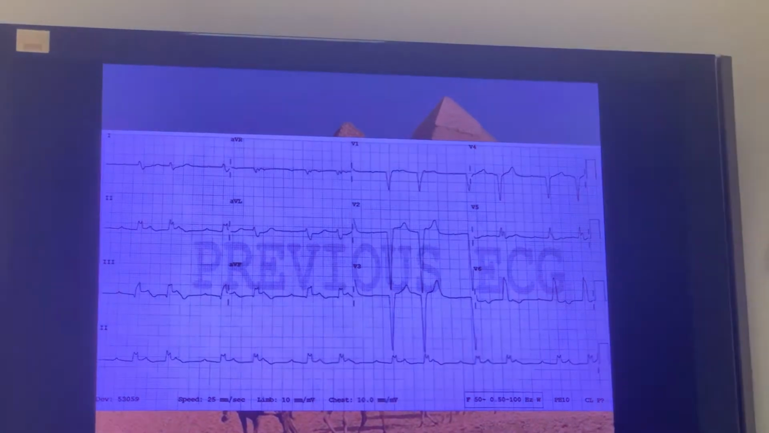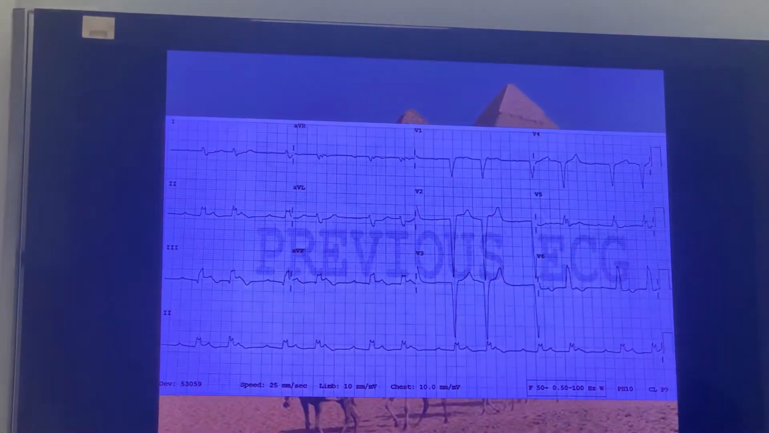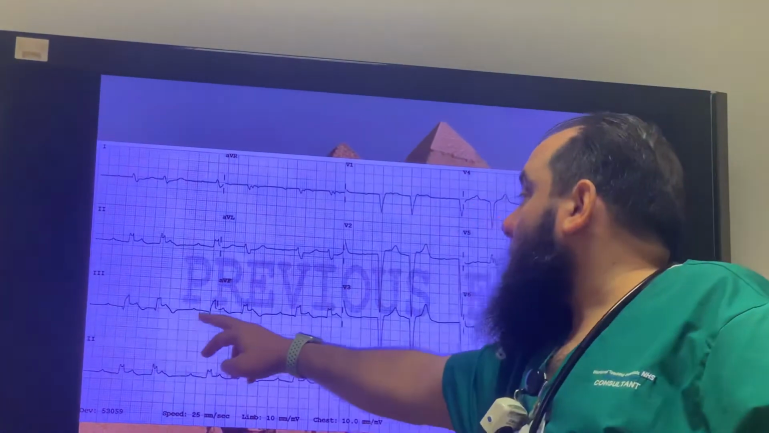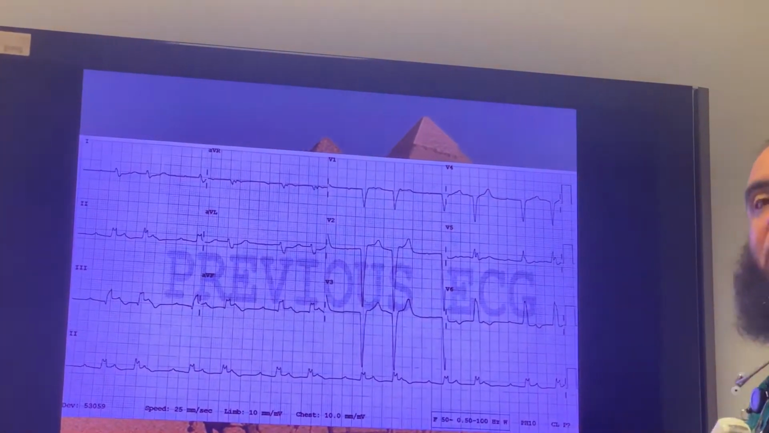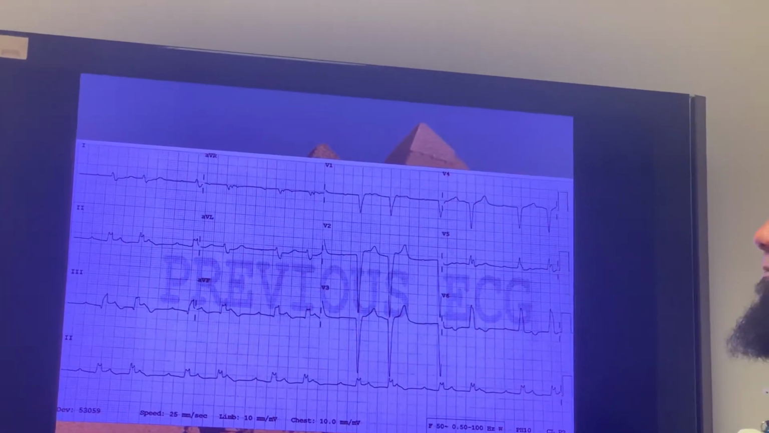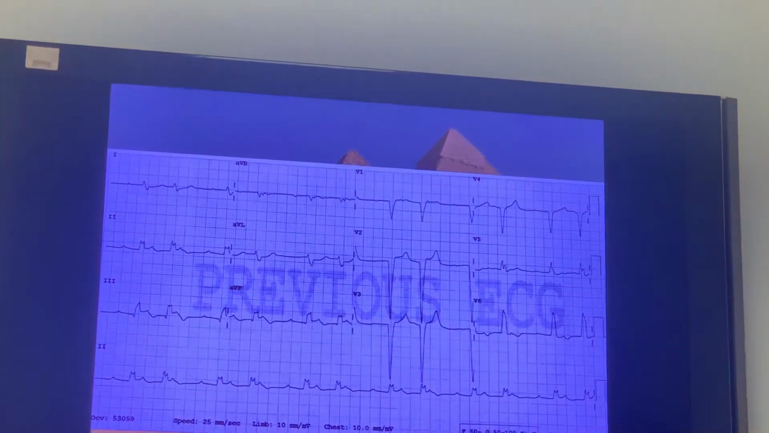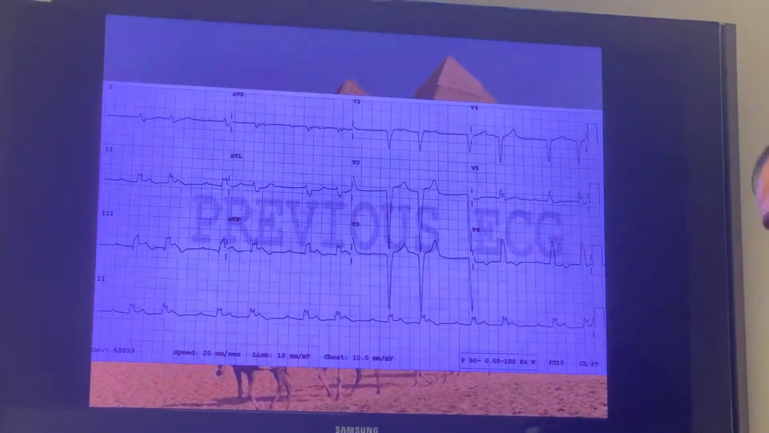Abnormal. Can you see it in 3 and aVF? Yes. The ST is elevated and it is in the same direction of the complex. Same way in aVF. So it is an inferior involvement, to some extent in D2. So it is again positive for MI.